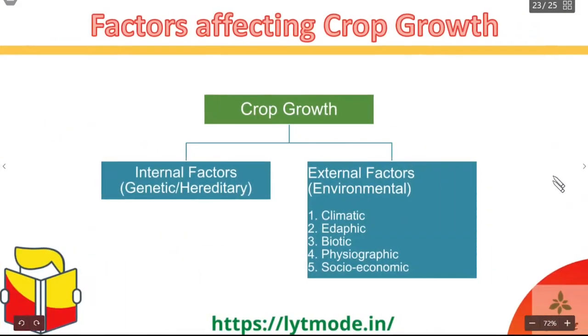Okay, so moving ahead, we now have the factors affecting crop growth. So there are various factors which are very important towards the growth of a plant, and basically they limit the growth in many cases as well. So what all are these factors which affect the crop growth? There are broadly two types. The first one is internal factors, and the second is external factors or environmental factors.